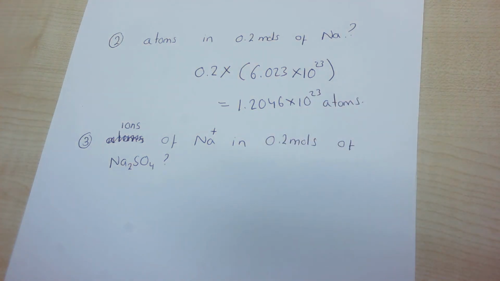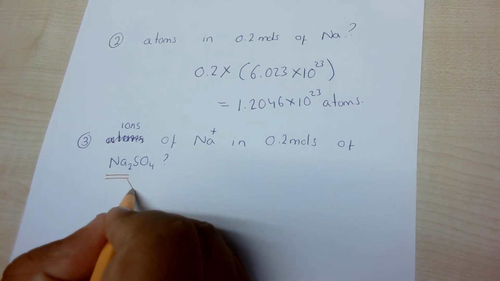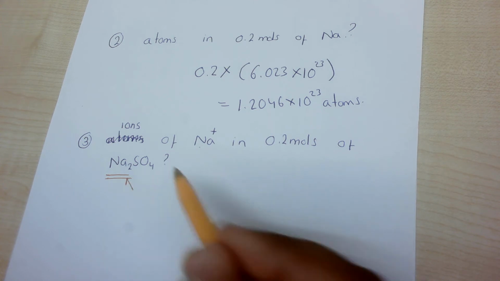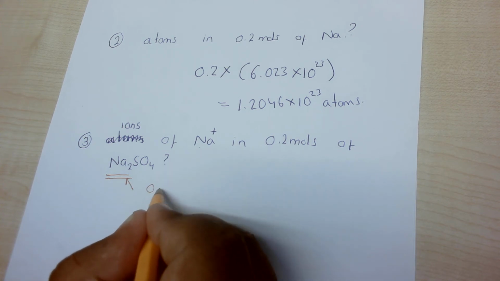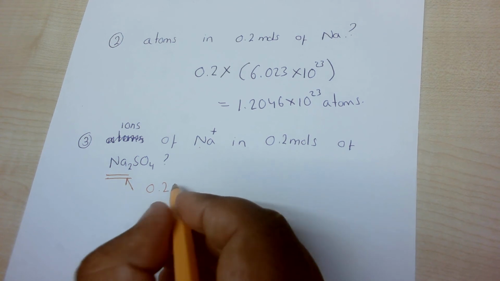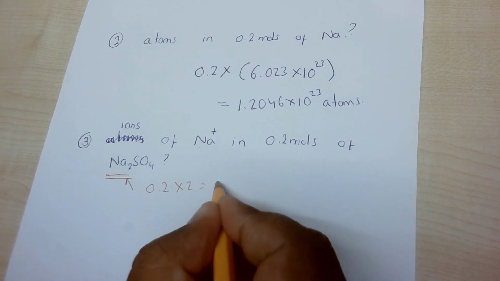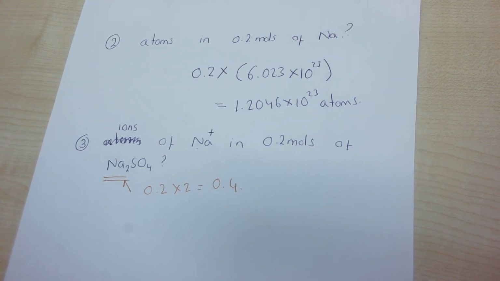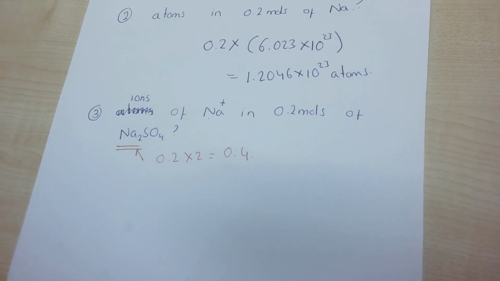Now, if I want to work it out for how many ions of sodium there are in sodium sulfate, notice that there are 2 times. So what you actually would have to do there is, because there's 2 times the Na plus in the Na2, you actually do 0.2, which is the moles, and there's 2 of them, so you do 0.2 times 2, which is 0.4.